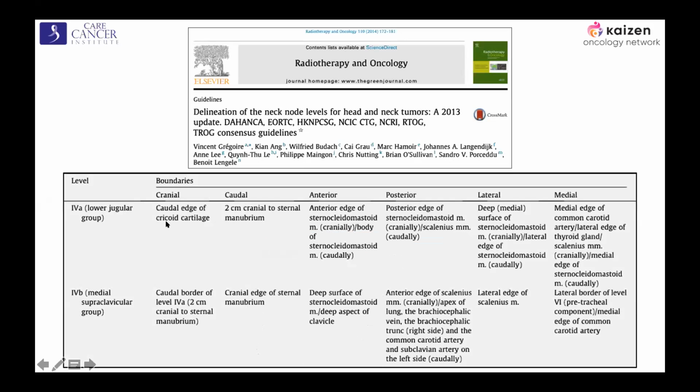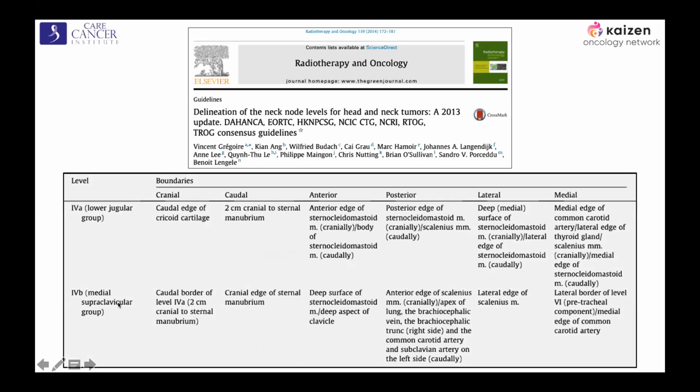So level 4A is the lower jugular group of lymph nodes, which is in line with the 7B, level 2, and the level 3. So again, it extends from the cricoid cartilage caudal border, which was the caudal border of level 3, till 2 centimeters cranial to the sternal manubrium. Again, anterior, posterior, lateral, and medial borders, the principles remain the same. We'll see it in more detail when we see the contours.